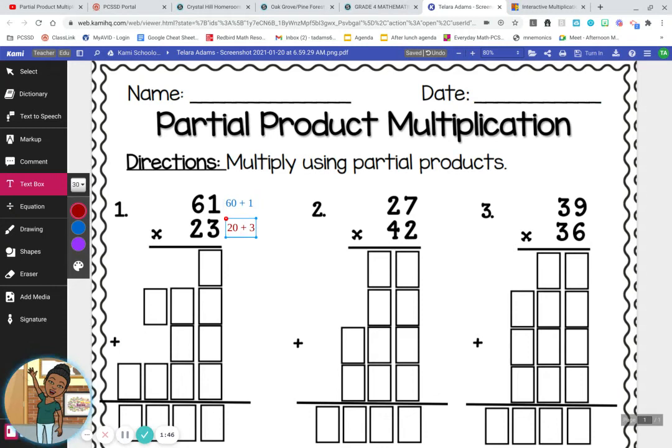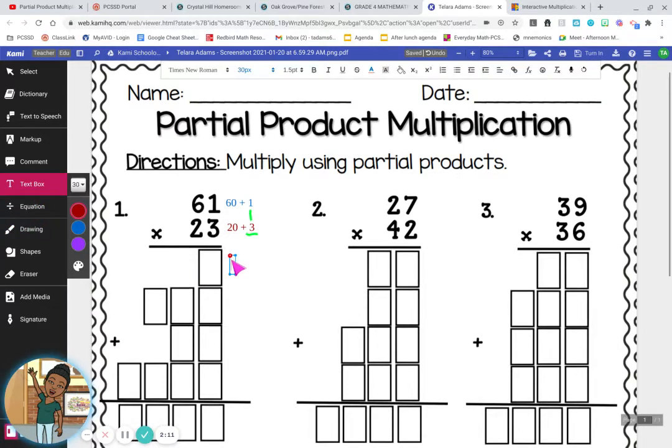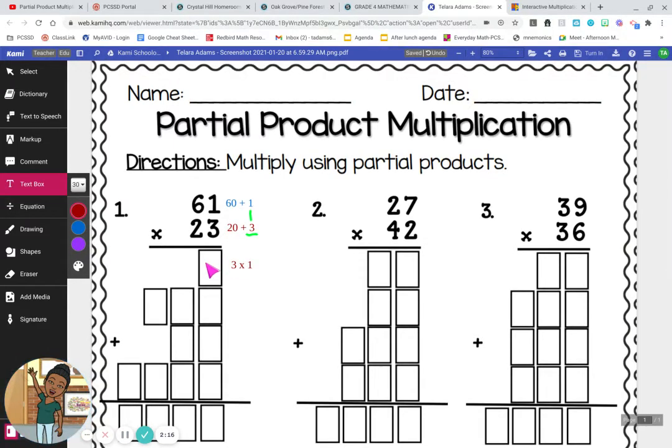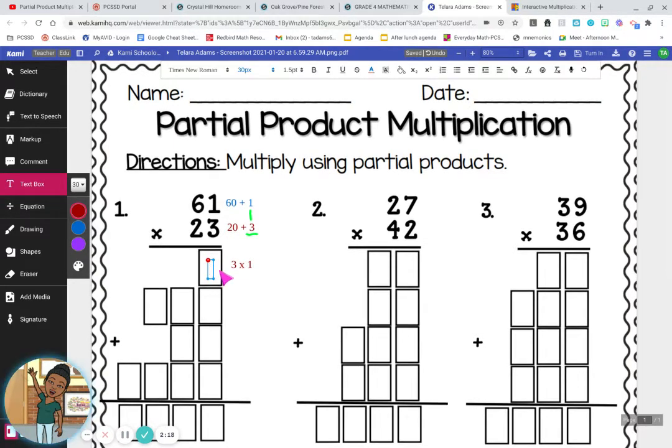Then we are going to multiply this 3 here, this digit in the ones, by 1 and 60. This number has to be multiplied by the ones and the tens place. If we had hundreds, we'd multiply it by the hundreds. So I need to multiply 3 times 1. Show your thinking. So in this first box, 3 times 1. And what does that equal? Yes, 3.